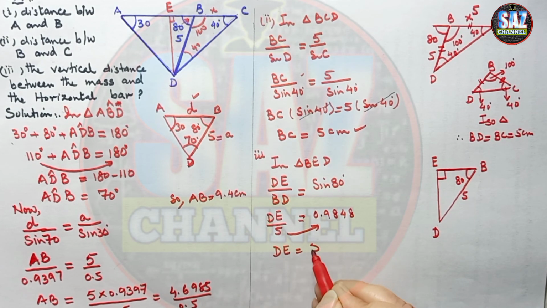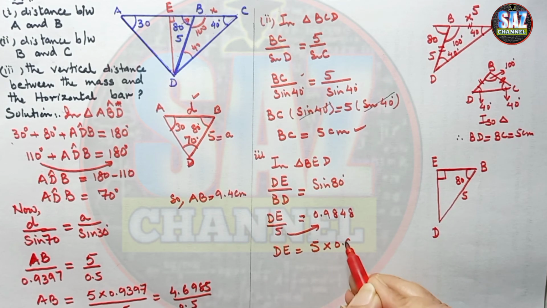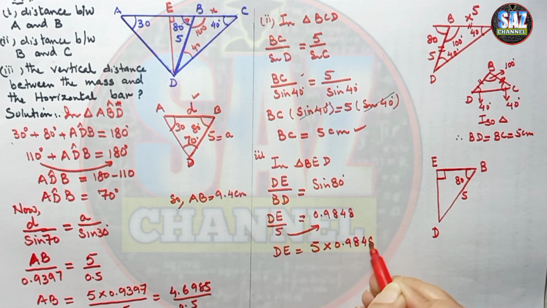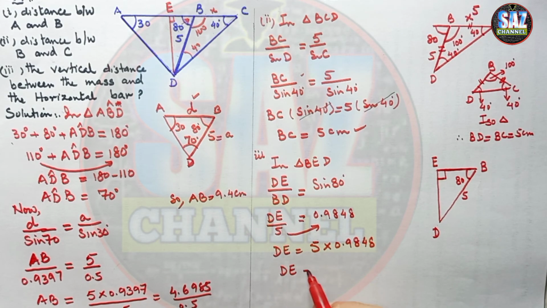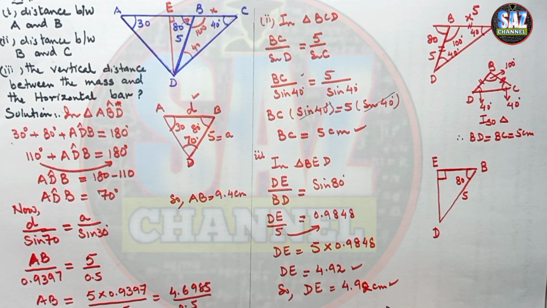DE equals to 5 times 0.9848, multiplied by 5, and this gives me DE 4.92924. So I will take 4.92 for the accuracy purpose. So DE, the vertical height, is 4.92 centimeter. I hope you are clear about today's lesson.